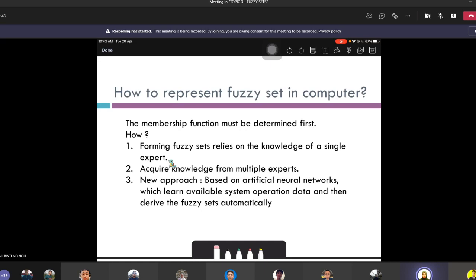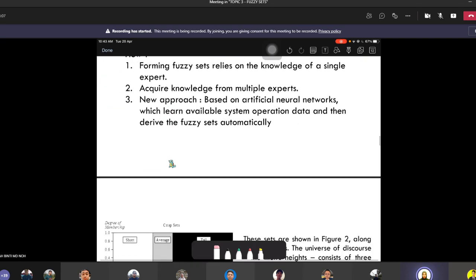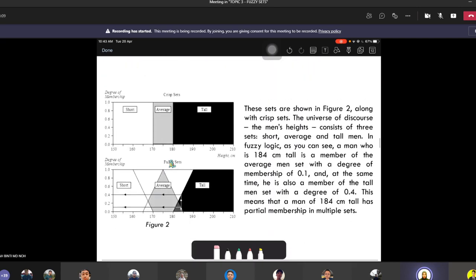Okay, so another new approach that people have identified to represent the fuzzy set is by using artificial neural network by learning from the data that they have. Kalau ada data, they learn from the data so they can derive the fuzzy set automatically. Okay, so there are some ways of how you are going to develop your fuzzy set. Okay, so these are shown in figure 2.